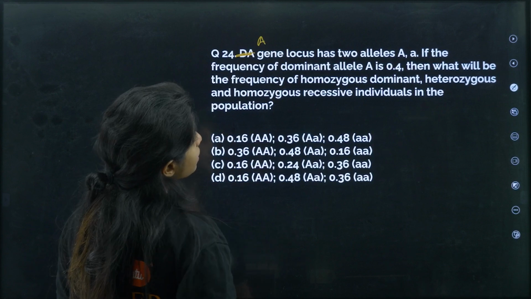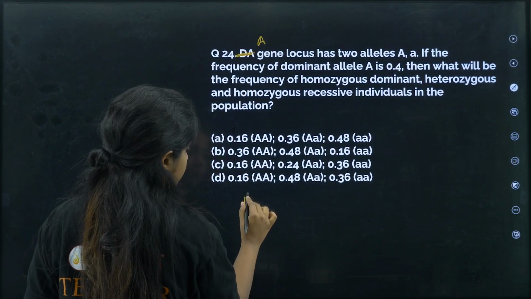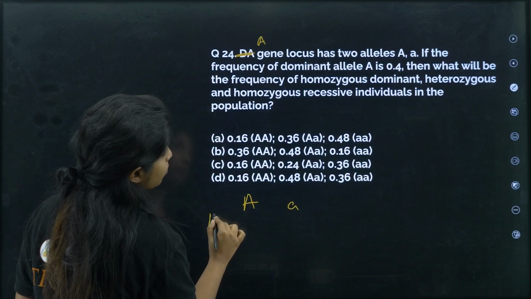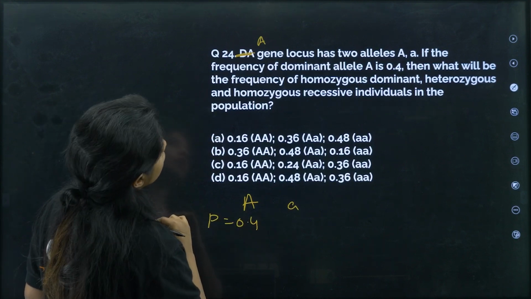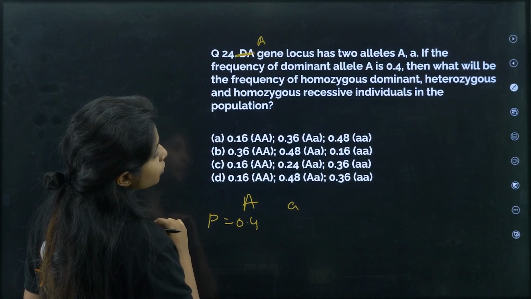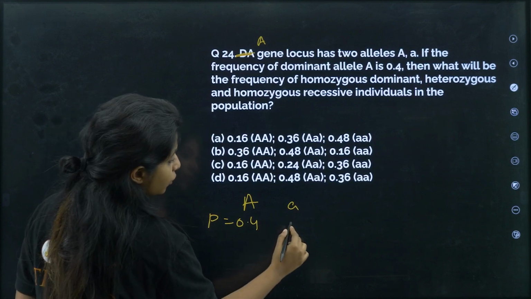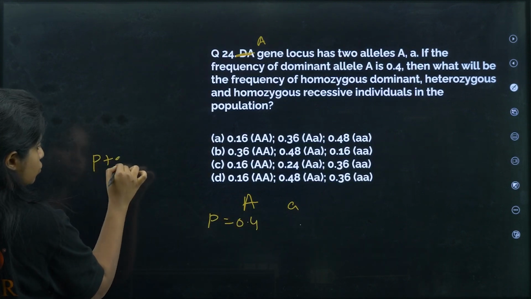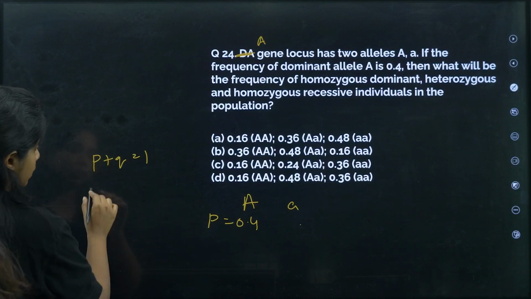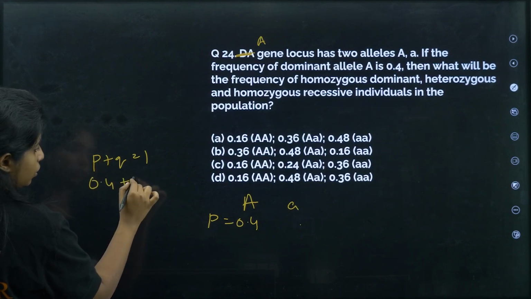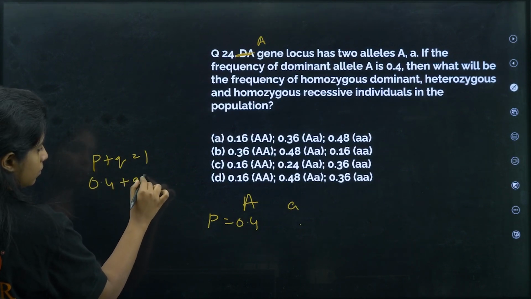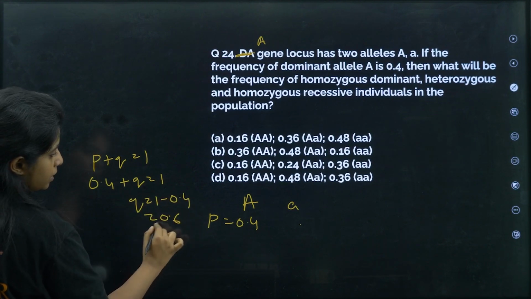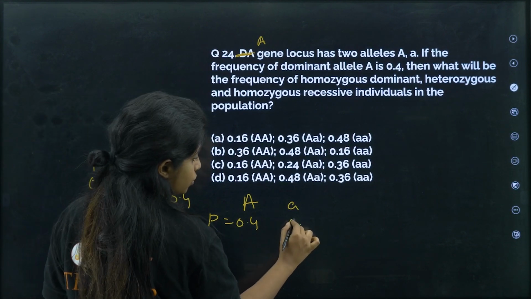A gene locus has 2 alleles A and a. If the frequency of the dominant allele is p equals 0.4, then what will be the frequency of homozygous dominant, heterozygous? Okay, so we have to find first q, small a. How can you find that? You can find it with p plus q equals 1. This is the equation to find that. So if p is 0.4, then q will be equal to what? q equals 1 minus 0.4, which is 0.6. So you have q also, which is 0.6.